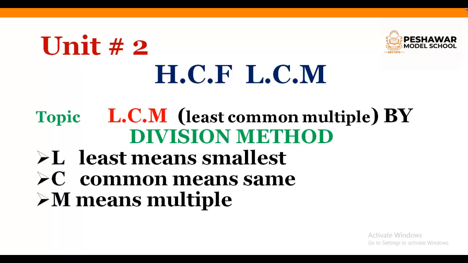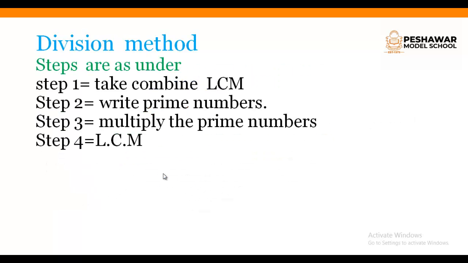Let's recall our point: L stands for smallest, C stands for common, M stands for multiple. So I'm going to start the division method by following the steps. I'm going to divide all these steps into numbers: Step number 1, 2, 3, 4. You have to follow the steps when you are going to solve the sum by division method. When you follow the steps, your answer will be totally correct.